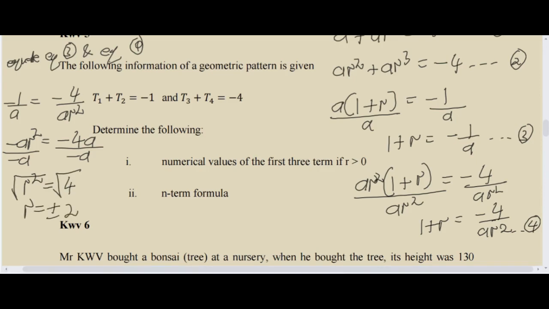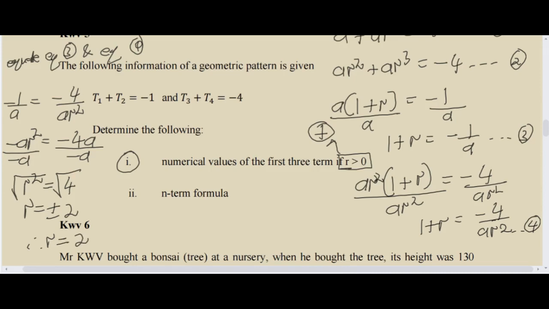But then how would we know which one to choose? Let's look at this. Remember the question we are answering: determine the following numerical values for the first three terms if R is greater than 0. If R is greater than 0, it means R must be positive. So we have R is negative 2 or R is positive 2. That means the only true value is R equal to positive 2, because they said R must be greater than 0.